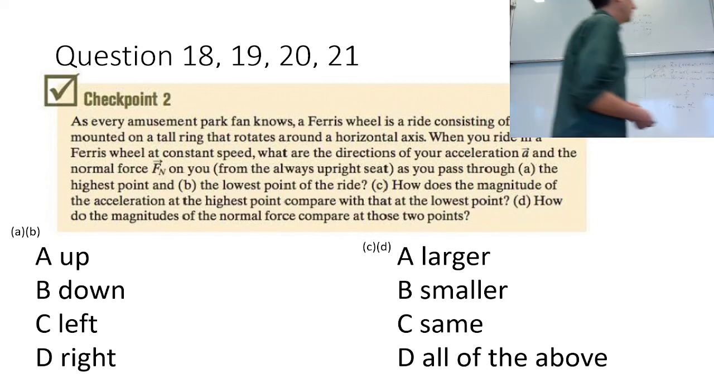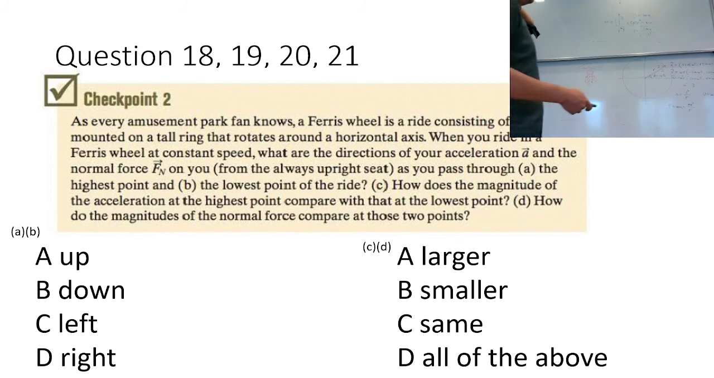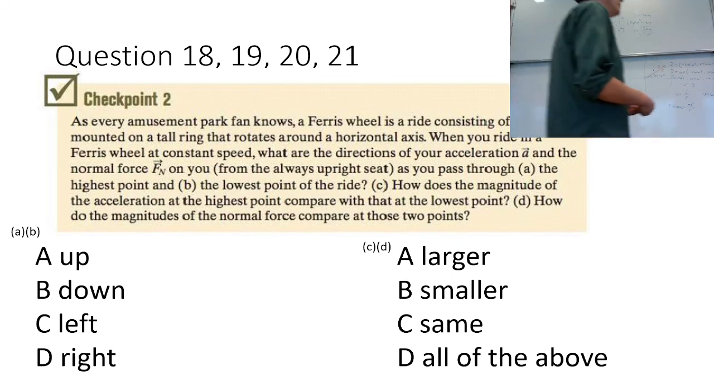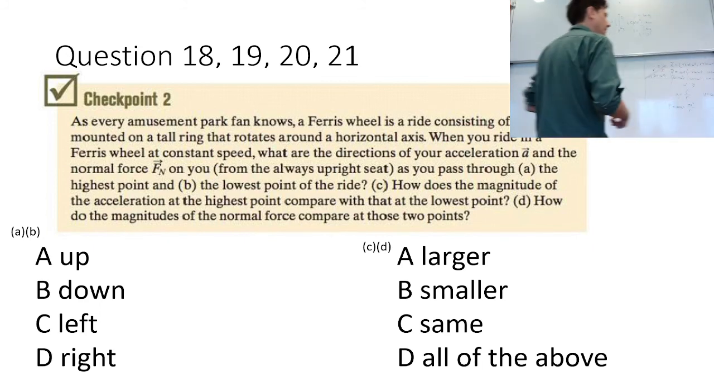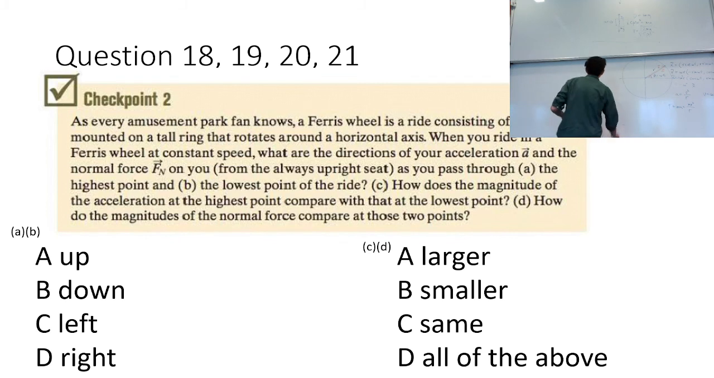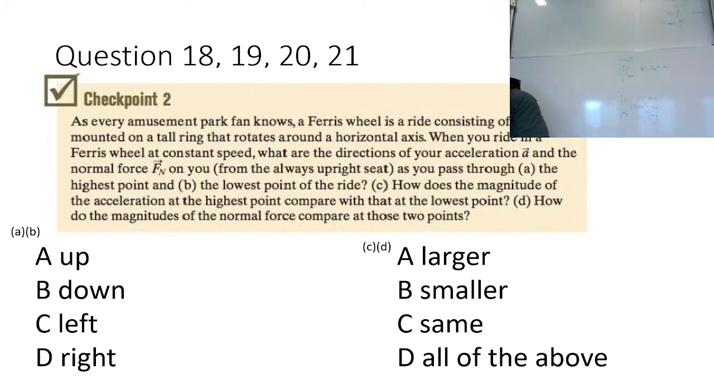All right, fine. Let's do this question. As every amusement park fan knows, a Ferris wheel is a ride consisting of seats mounted on a tall ring, rotating around a horizontal axis. Okay, so we've got a Ferris wheel.